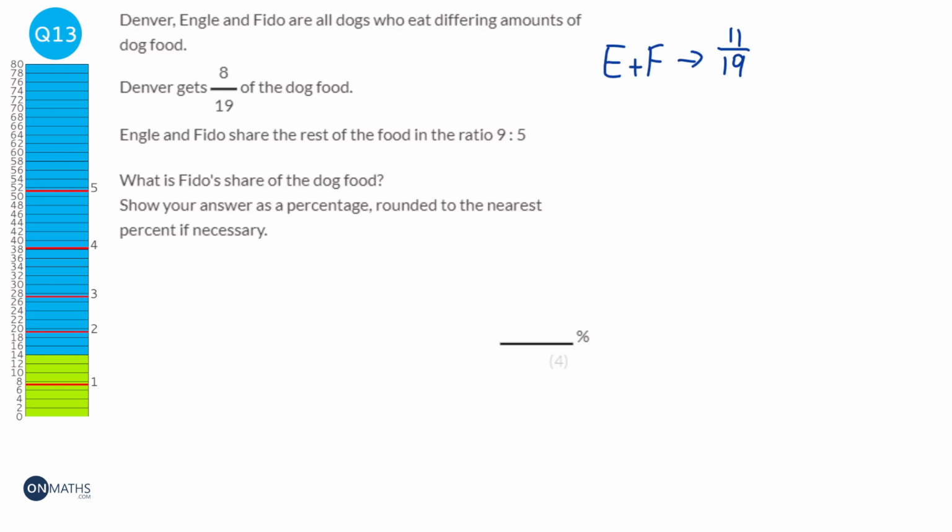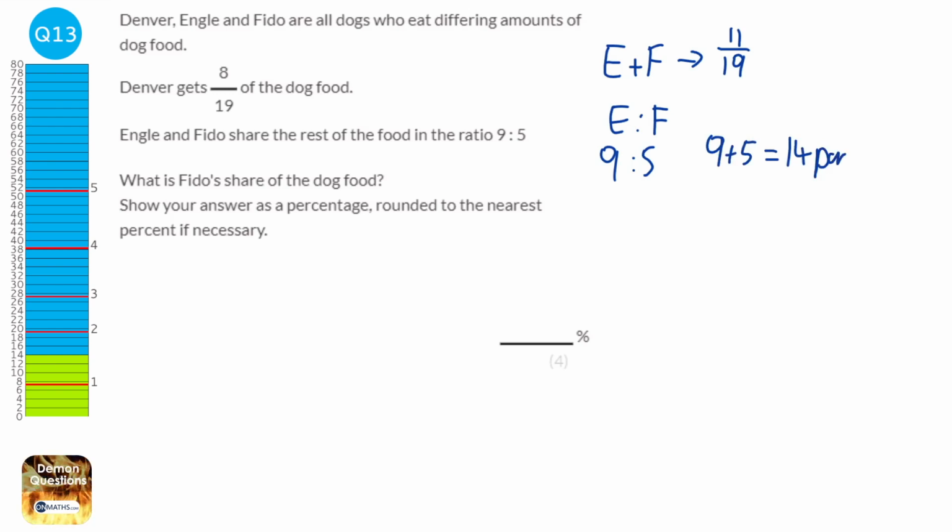I'm going to focus on the ratio next of Engel to Fido. So it's 9 to 5. And let's have a look and see, well, first of all, how many parts there are all together. So 9 plus 5, which is 14 parts. So there are 14 parts in total, and the share that they get is 11 over 19.